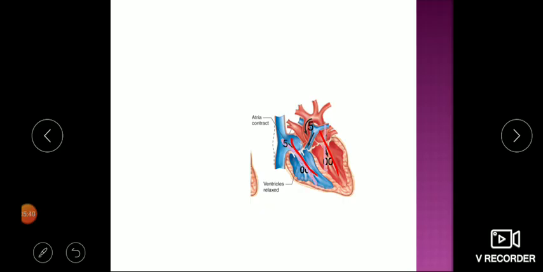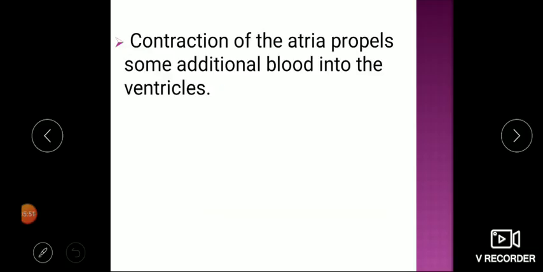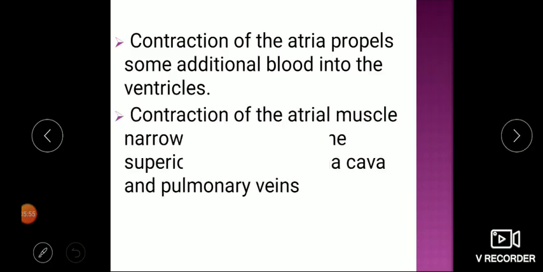So this flow is there from atria to the ventricle. This is called atrial systole. Now after that, atria relaxes. That is called atrial diastole. So contraction of atria propels some additional blood into the ventricle.